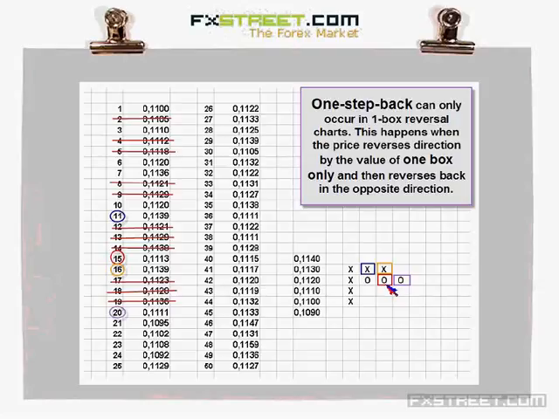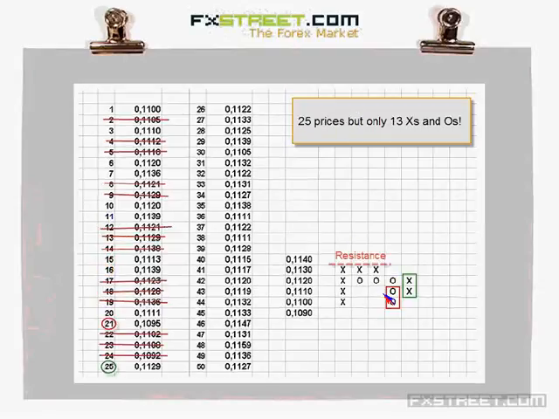When you have the O and X within the same box, it's called a one step back. One step back can only occur in a one box reversal chart. What we will see later today, the three box reversal chart doesn't use it; you will never see an O and an X plotted in the same column. But still, it's interesting to see, since these were the first variant of a point and figure chart, and it also gives you a clear idea how they were constructed. The one step back happens when the price reverses direction by the value of one box only, and then reverses back in the opposite direction.